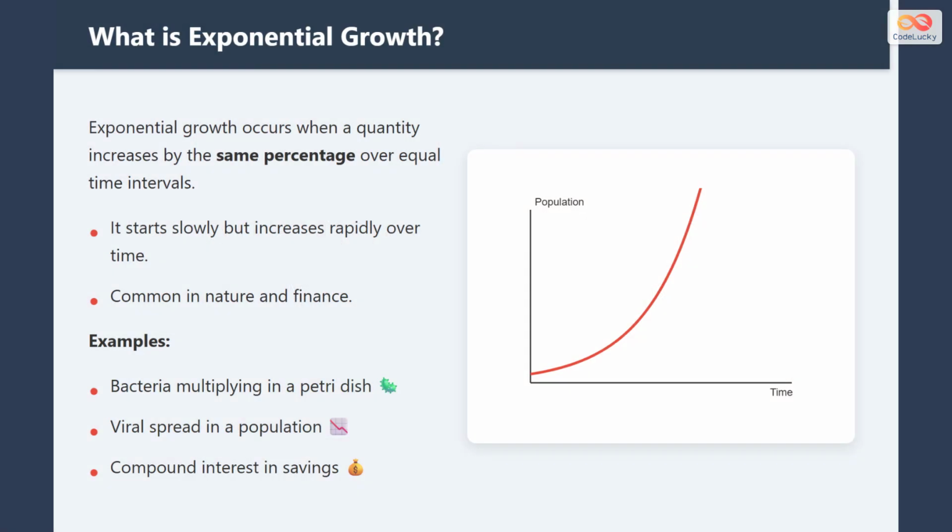So, what exactly is exponential growth? Unlike linear growth, where you add the same amount each time, exponential growth happens when a quantity increases by the same percentage over equal time intervals. It might start off slowly, but it picks up speed very quickly. You see this everywhere, from bacteria multiplying in a lab to how a virus spreads through a crowd.